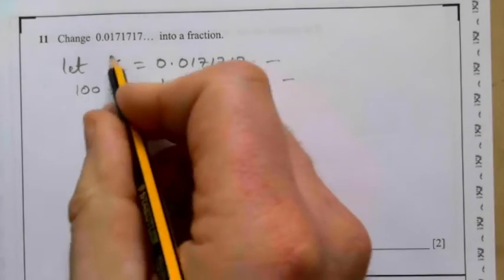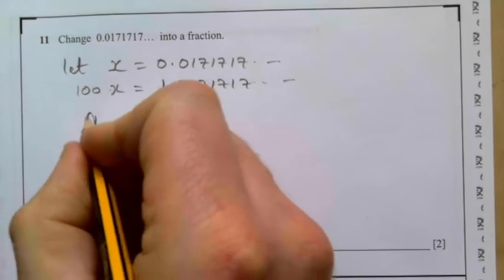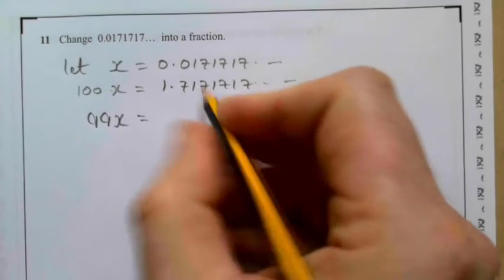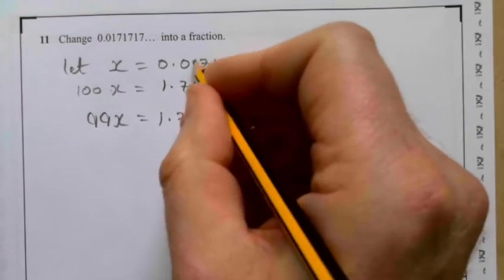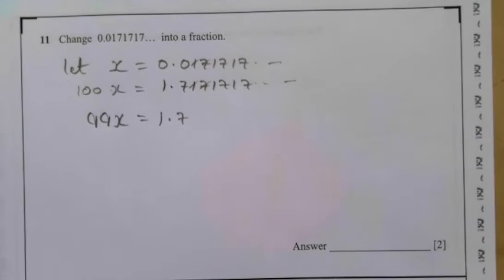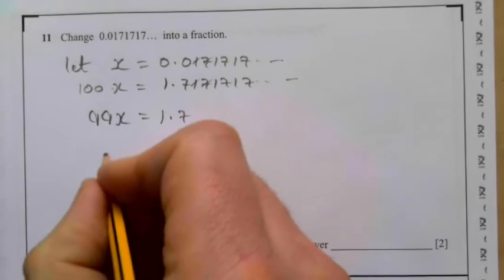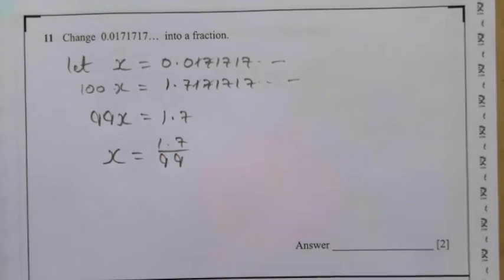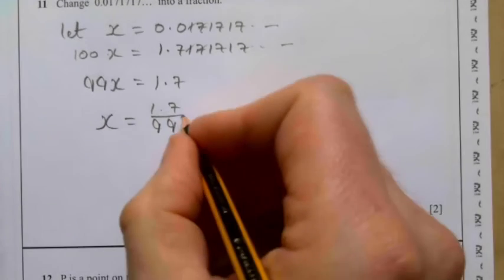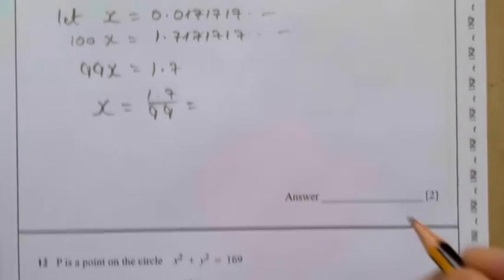If I do this, take away this, 100x take away x gives me 99x. And if I take them away here, I get 1.7, and then this cancels with this, and they all cancel each other out. That means x is 1.7 all over 99. And if I times both by 10, you can't do a decimal in with a fraction.